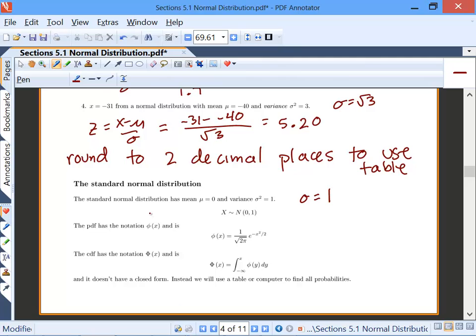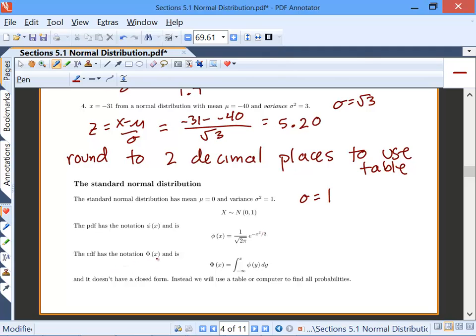For the PDF, we use the notation phi of x. This is lowercase phi, and this is uppercase phi. So the PDF has the notation lowercase phi of x. Don't ask me why they made up a new symbol for it. If we take the original PDF and plug in my zeros and ones, it simplifies a little bit: 1 over the square root of 2 pi, e to the negative x squared over 2.